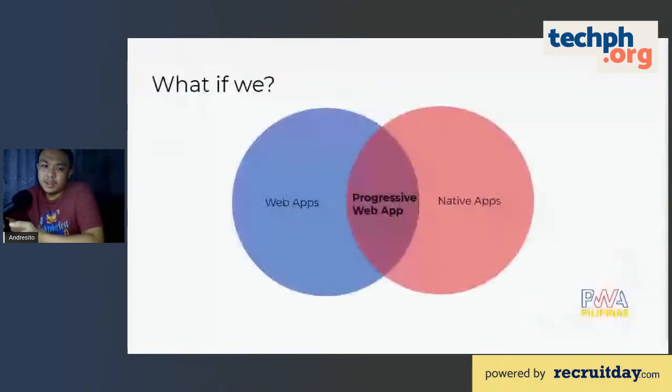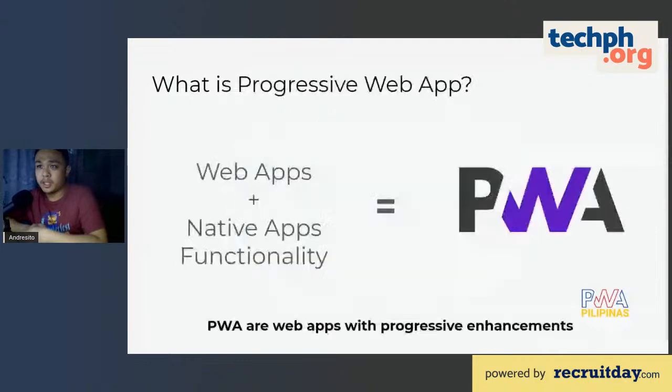So let's try combining the good stuff of web apps, like their ability to be on the web. They have URLs, they could be shared, they're ubiquitous, and add native app functionalities to that, like access to hardware and the ability to work offline. If we combine that, we get a progressive web app. So just like what I've said, right? What's a progressive web app? It's basically your web apps added with native app functionality. Or basically you could say that progressive web apps are just web apps with progressive enhancements.